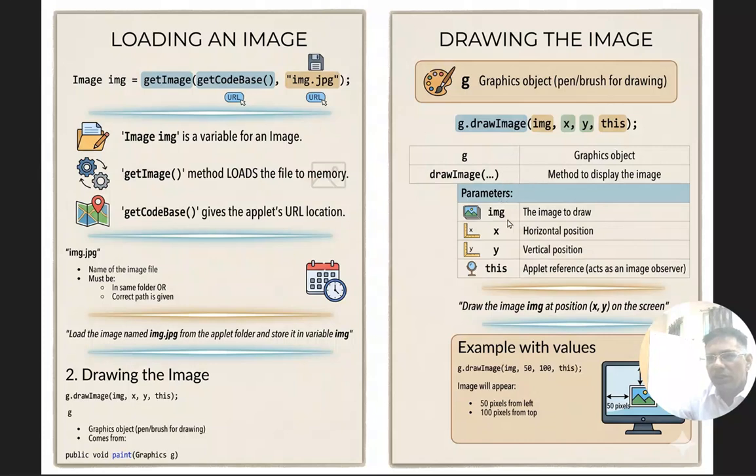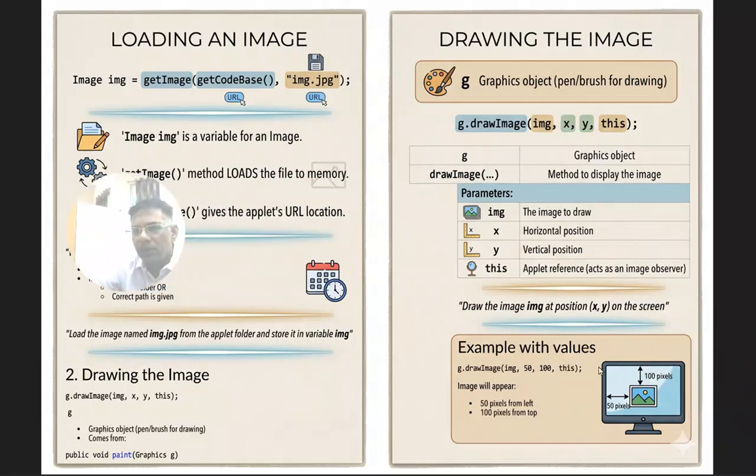What is the meaning of this? img is the image to draw, x is the horizontal position, the x coordinate, and y is the y coordinate. We have just discussed that the origin is here, the top left position, and this is the x position, this is the y position. Suppose we are writing img, 50 comma 100, it means 50 is this one and 100 is this one. And what is the meaning of this? This is the applet reference, which acts as the image observer.